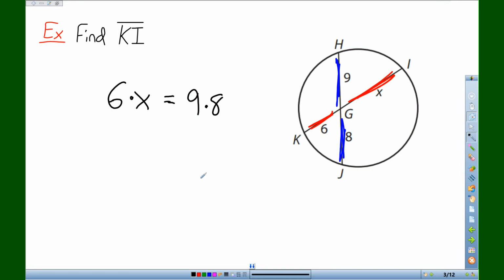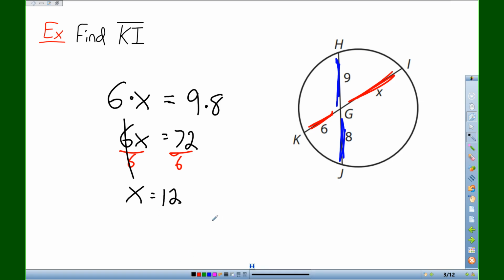But what does matter is that the two numbers you're multiplying are from the same chord. Be careful with getting parts from one chord mixed up with parts from another chord. But there it is. We have a little equation we can solve now. Pretty simple math. 6 times x is 6x. 9 times 8 is 72. Getting rid of 6 by dividing, we get x equals 72 divided by 6, which is 12.